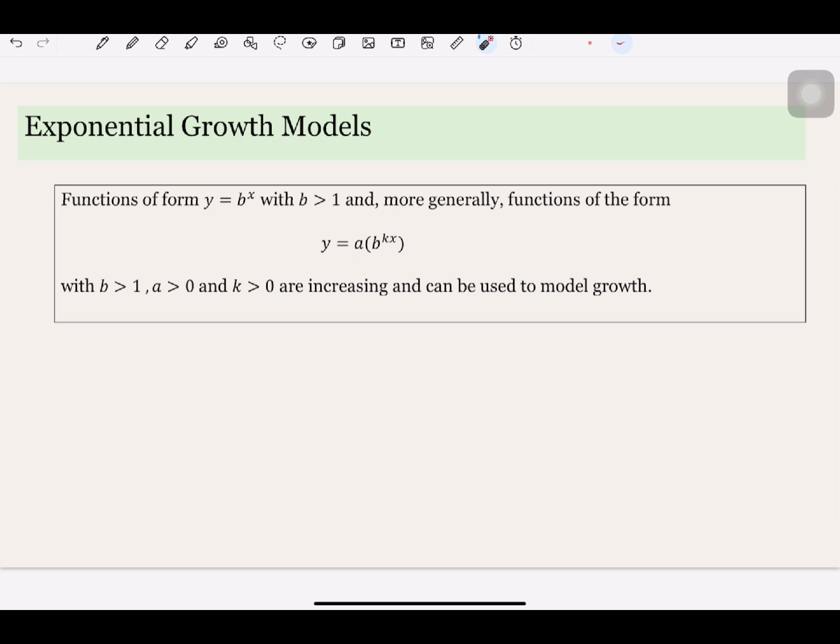So what kind of things can we grow this way? For example, we can use these functions to model populations, investments with compound interest, bacteria, virus spreads, and also anything that doubles, triples, or increases by a fixed percentage over time. So let's try an example to see how this model works.